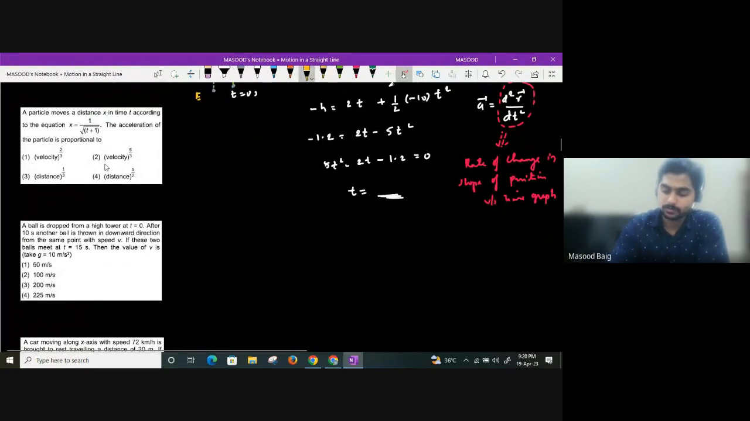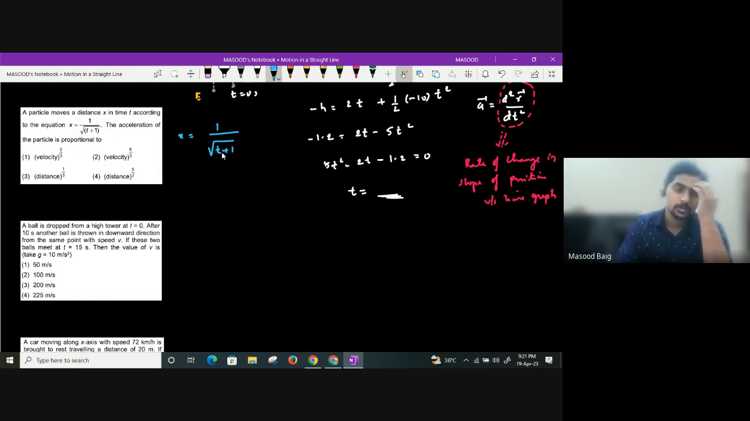Here, what they have given: a particle moves a distance x in time t. They are asking for the acceleration of the particle in terms of velocity. The x value is given as 1 by root over t plus 1. I want to find velocity. What will you get velocity as? Is it dx divided by dt or not? So I'll get it as d by dt of 1 by root over t plus 1.